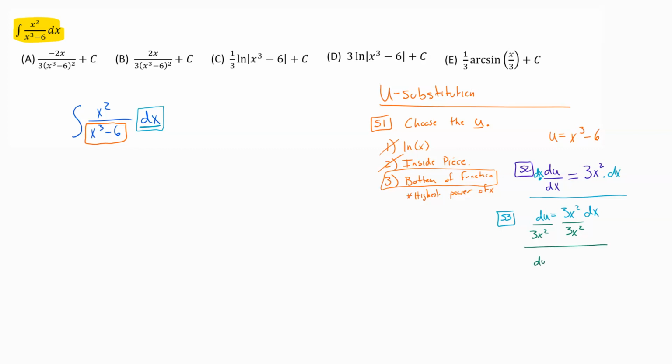And now what I'm looking at is du over 3x squared equals dx. So step 3 complete. I resolved that to get dx by itself. And now we're going to do our substitution process. So we're going to take that and substitute that in for dx. And we're going to take u and substitute it in for x cubed minus 6.